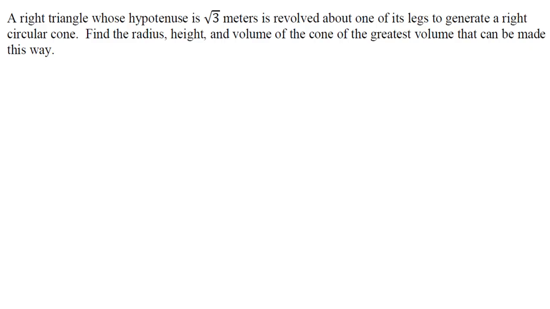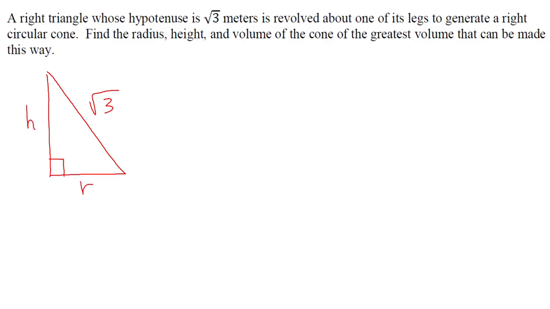So for our next one here, we've got a right triangle. So I'm going to draw a right triangle right off the bat, with a hypotenuse that is root 3. And what we're doing is we're revolving it around one of its legs to generate a right circular cone. And so we want to find the radius, the height, and the volume of the cone of greatest volume that can be made. So we've got a height and we've got a radius.